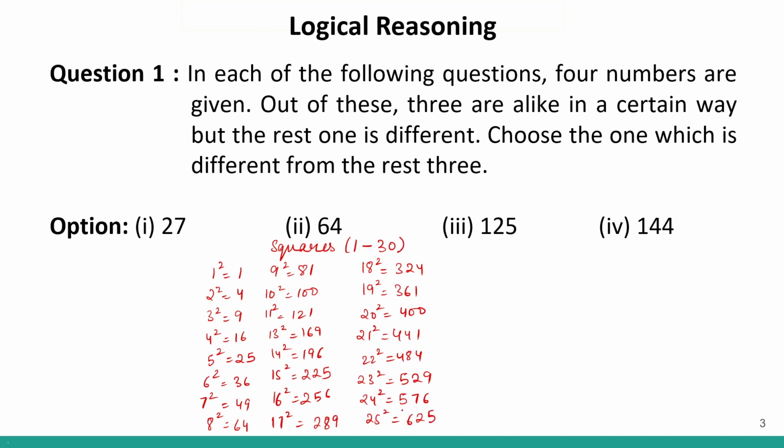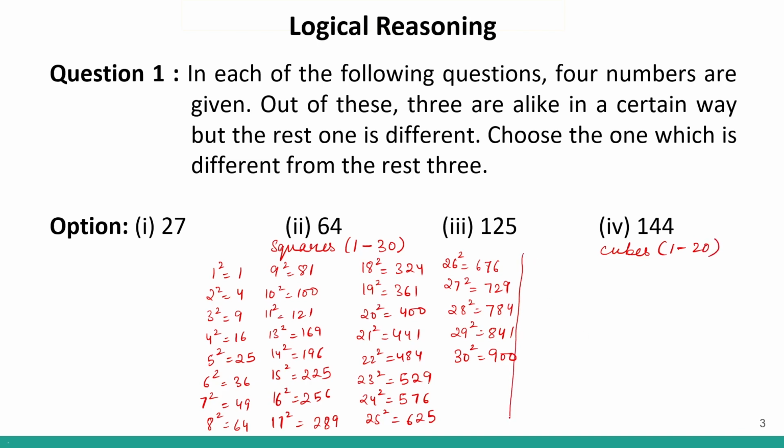Remember? Now 26 square is 676, 27 square is 729, 28 square is 784, 29 square is 841. And we know 30 square is 900. So these are your squares from 1 to 30 that I have told you to remember. Apart from that, I have also told you to remember cubes from 1 to 20.